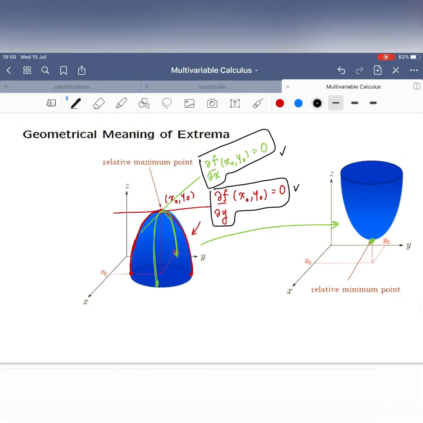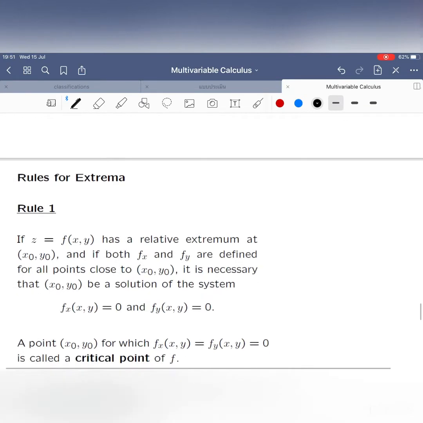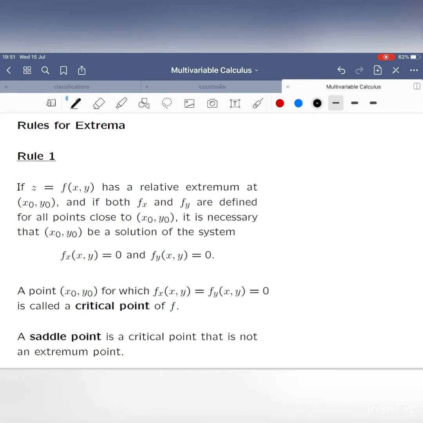However, as we mentioned before, the point where your derivative equals 0, we usually call a critical point first, and after you get a critical point, then you need to further verify or test whether the critical point that you got is really giving you a maximum or minimum or not. So this is the rule to find the extremum.